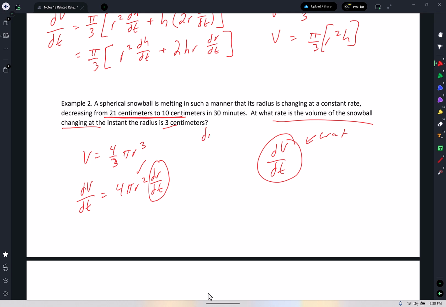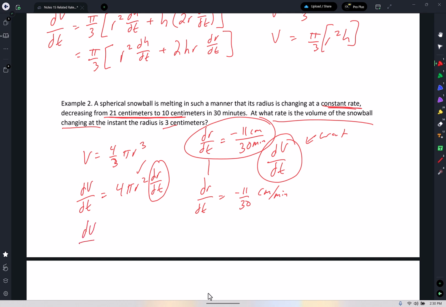Look, it's right here. I go from 21 centimeters to 10 centimeters in 30 minutes. So that means your dr/dt changes. Let's see, what does it go? Negative, the difference between 21 and 10 is a negative 11. So it changes negative 11 centimeters in 30 minutes. So your dr/dt, let's write it better. dr/dt equals negative 11 over 30 centimeters per minute. Does that make sense, guys? Yeah, it's a rate of change, but they told us it was a constant rate, so it's constantly changing at that rate.